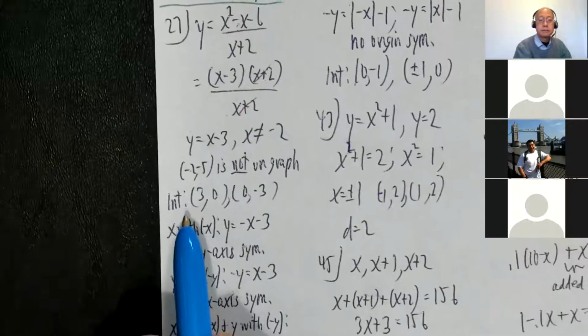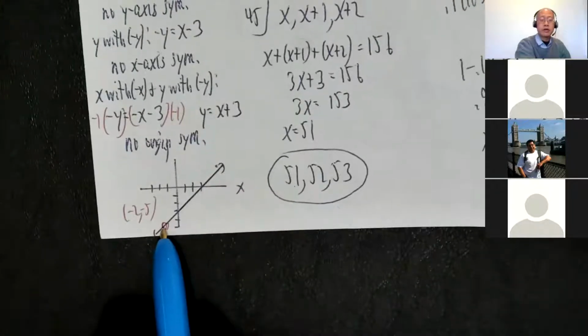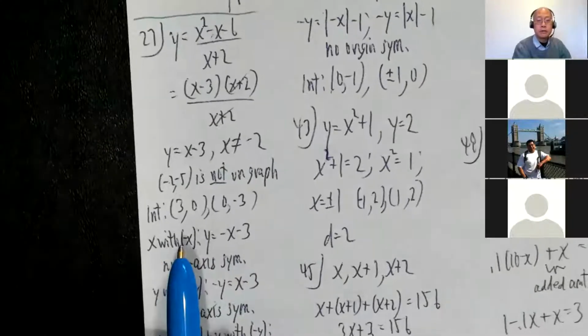So that's how you find the set of points. That's right. So this is the excluded point. It's not allowed in.